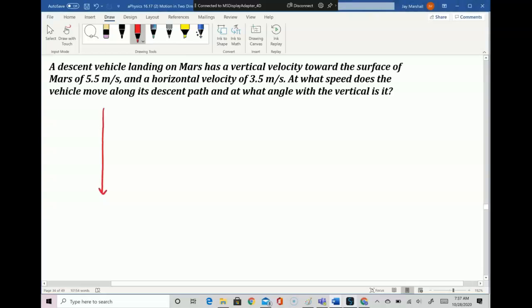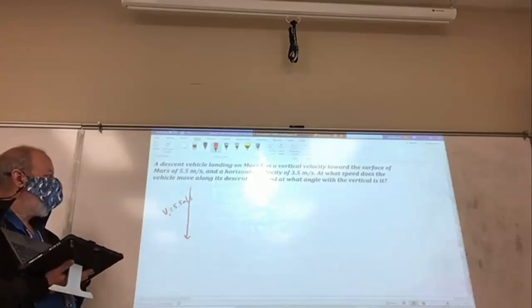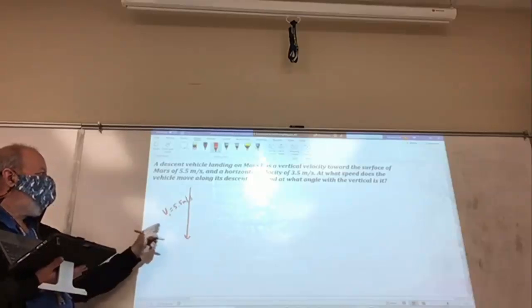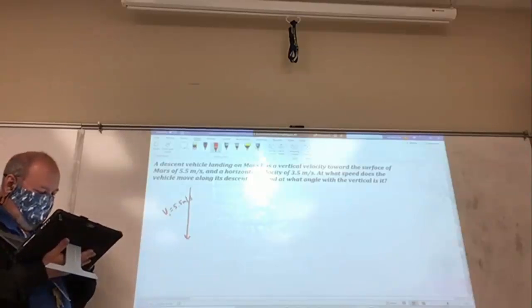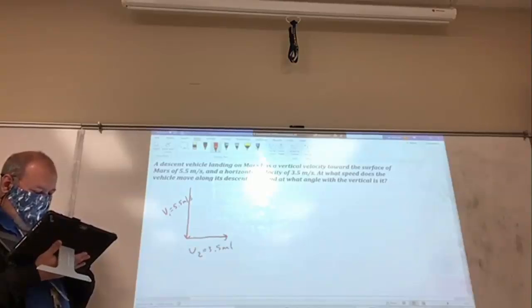So according to my problem, I'm descending at 5.5 meters per second. I'm going to call that velocity V1, at 5.5 meters per second. And I've got a horizontal velocity, V2, of 3.5 meters per second.